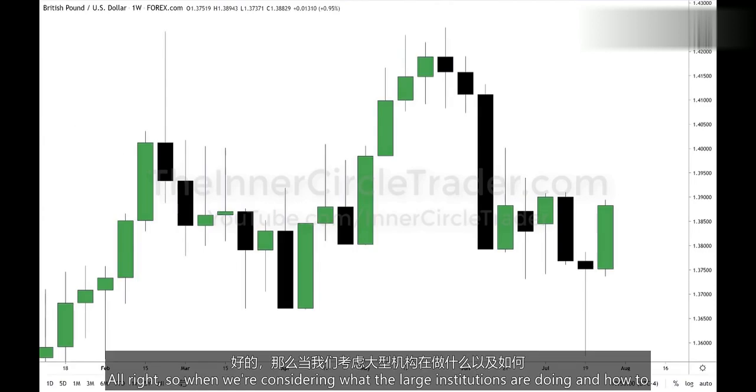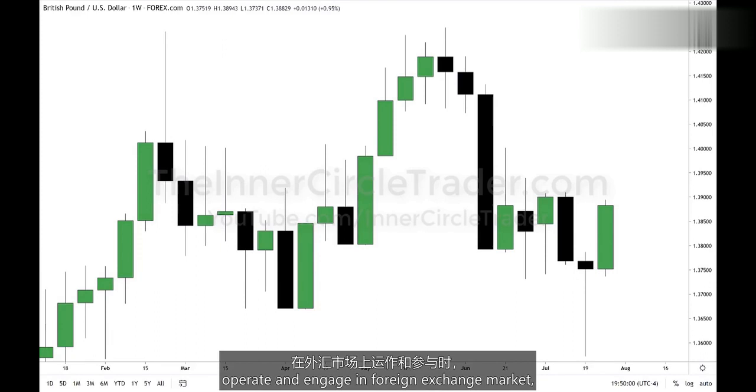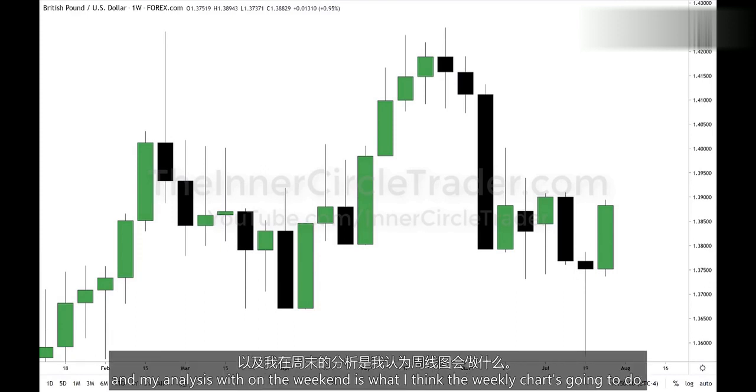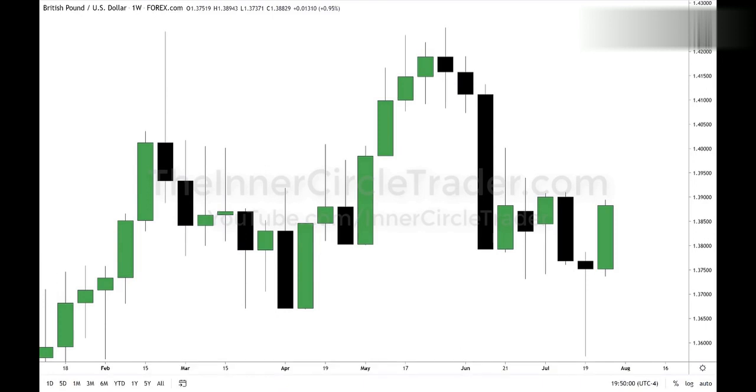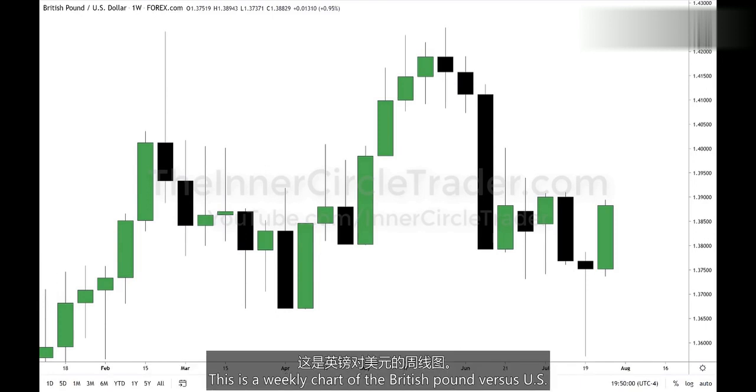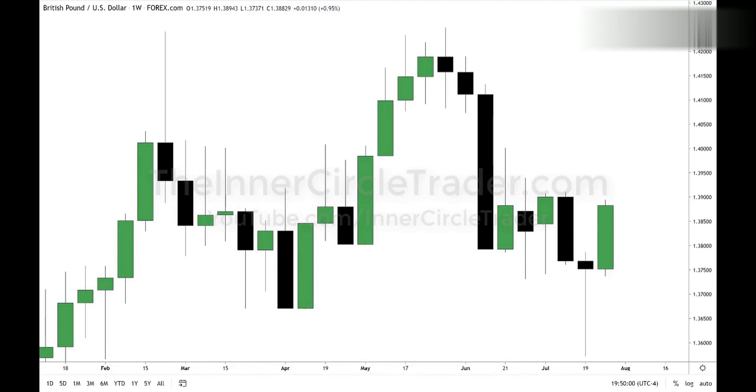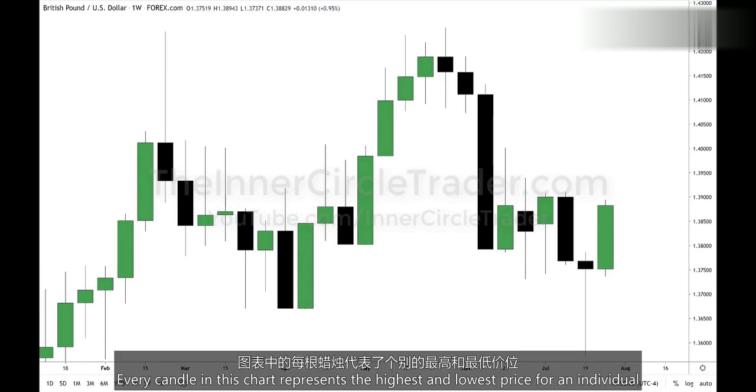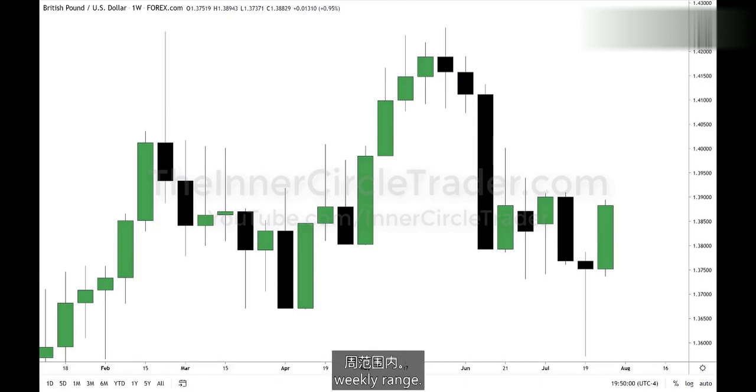Alright, so when we're considering what the large institutions are doing and how to operate and engage in the foreign exchange market, the premise I want to begin my trading with and my analysis with on the weekend is what I think the weekly chart's going to do. And that's what we're showing here. This is a weekly chart of the British pound versus US dollar. Every candle in this chart represents the highest and lowest price for an individual weekly range.